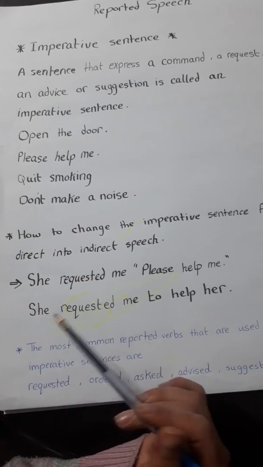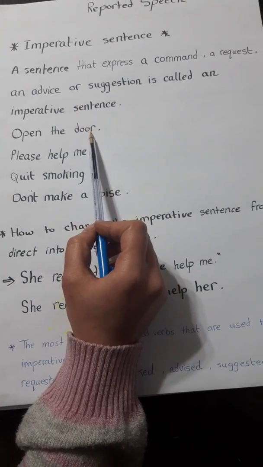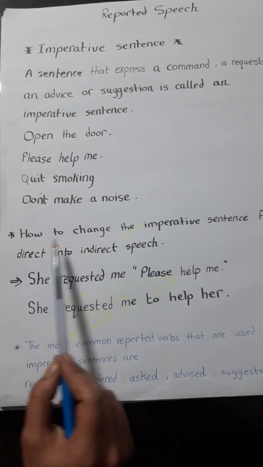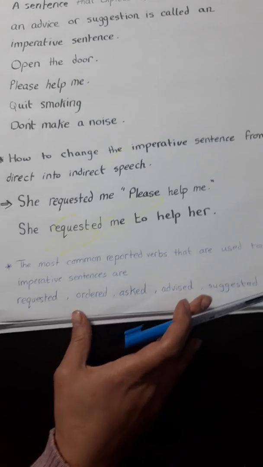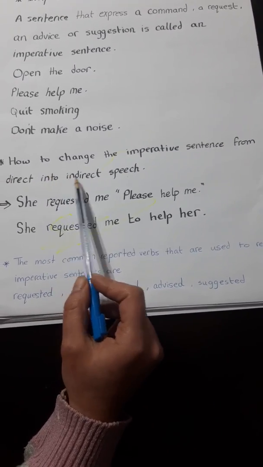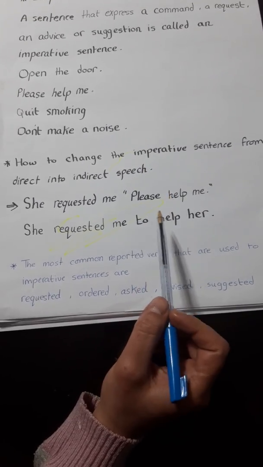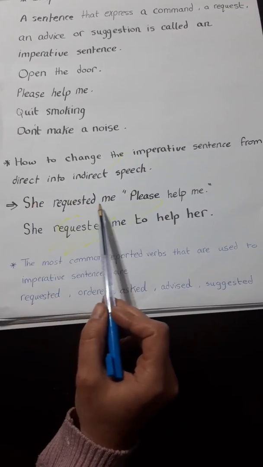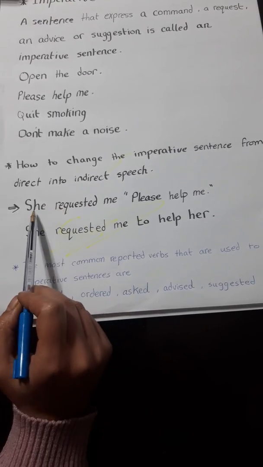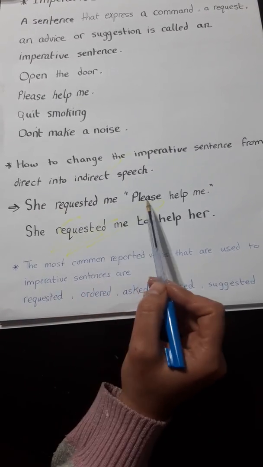Now, we need to change this imperative sentence from direct into indirect. How to change the imperative sentence from direct into indirect? We have an example here. She requested me. What is the meaning of requested? It means she asked. She requested me, please help me.